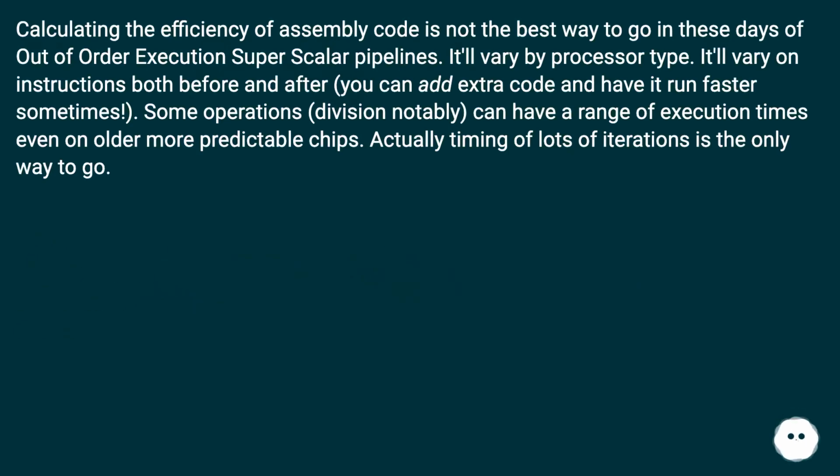Calculating the efficiency of assembly code is not the best way to go these days of out-of-order execution superscalar pipelines. It'll vary by processor type. It'll vary on instructions both before and after. You can add extra code and have it run faster sometimes. Some operations, division notably, can have a range of execution times even on older, more predictable chips. Actually, timing lots of iterations is the only way to go.